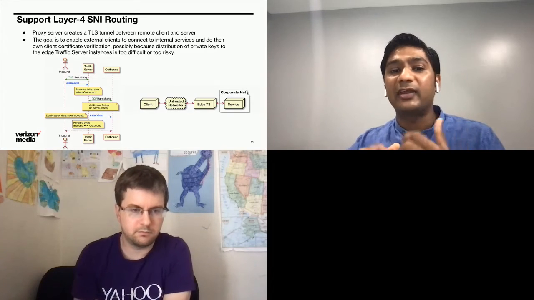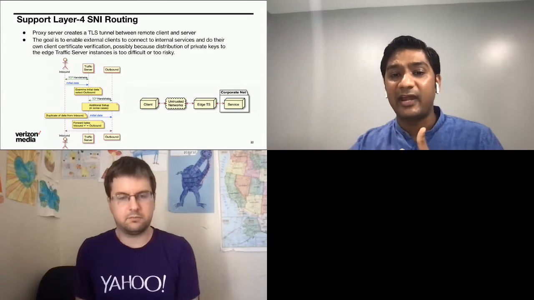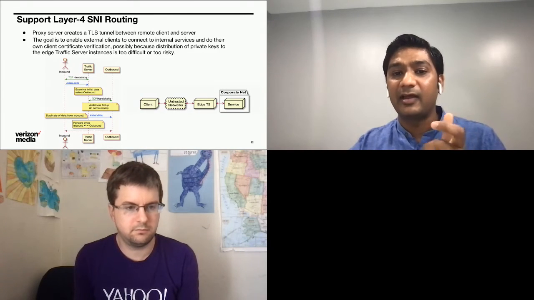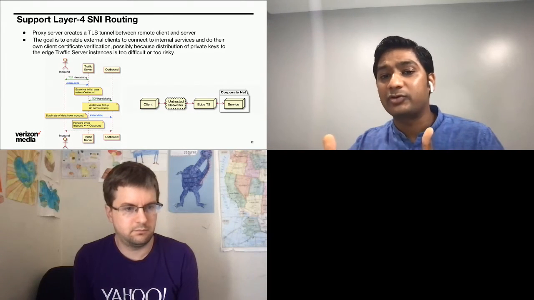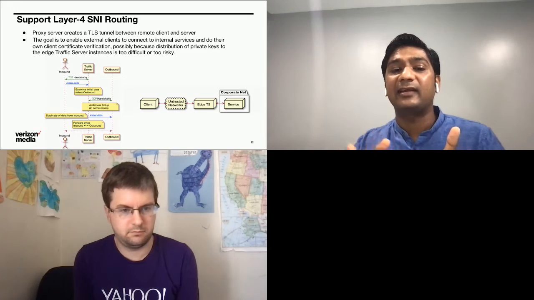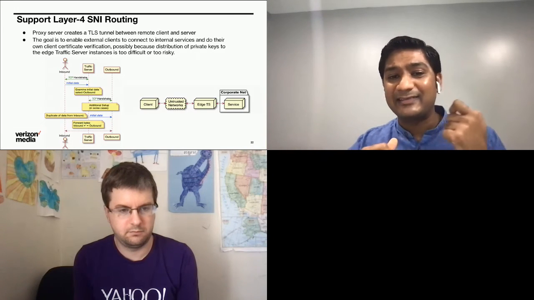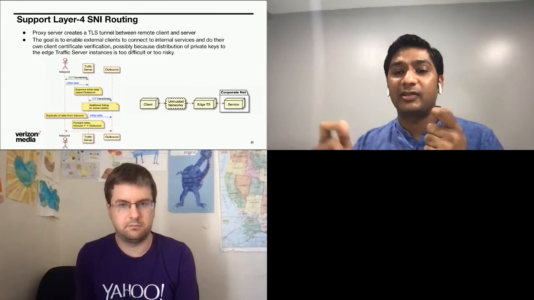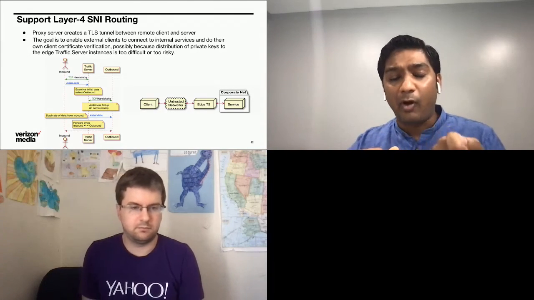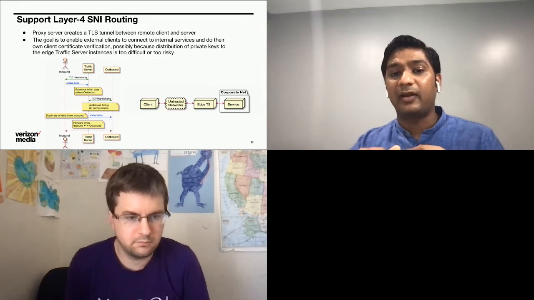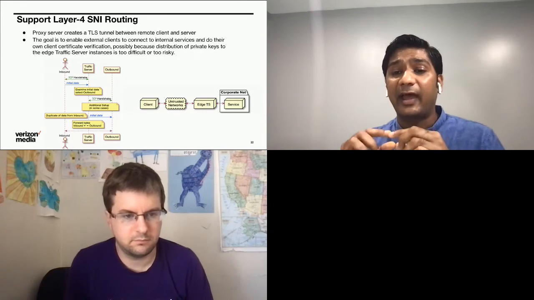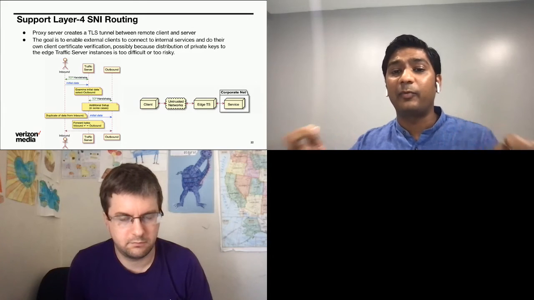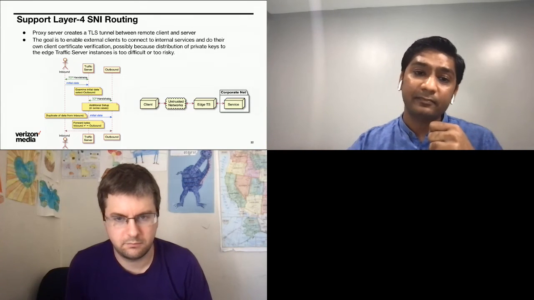If SNI routing is enabled, then in the initial TLS handshake, the proxy server examines and extracts the hostname from the SNI header and forwards the request to that SNI host by creating a TLS tunnel between client and that SNI host. So when the client sends a target broker address, let's say, as part of the SNI header during connection creation with the proxy, then the proxy will extract the target broker address from the SNI header and create a TLS tunnel between client and the broker. So data can flow between client and broker securely.